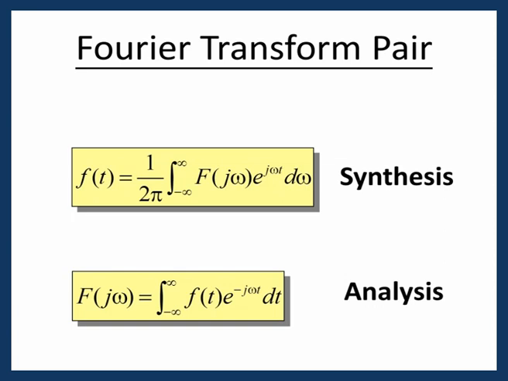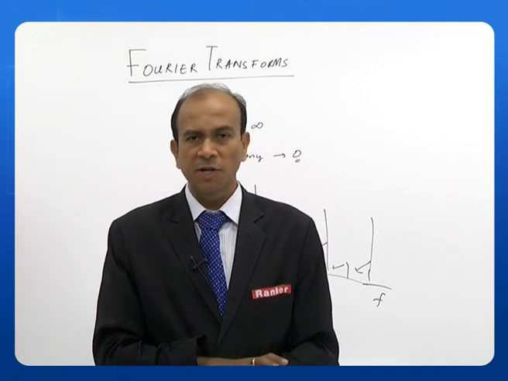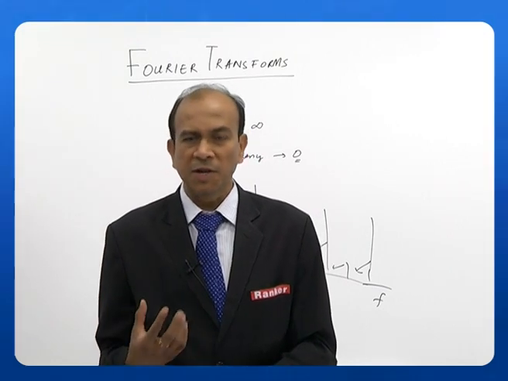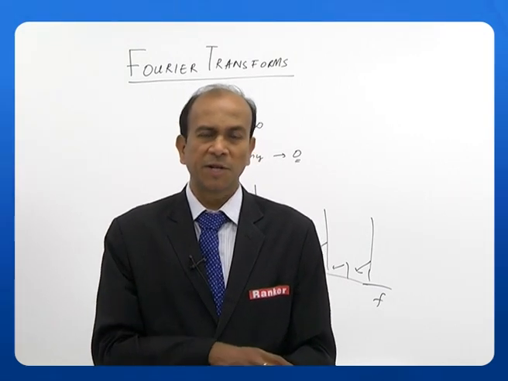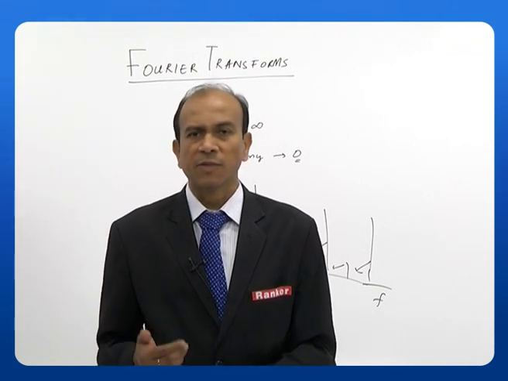It is called the Fourier transform pair. Why is it called a transform pair? Because given a frequency domain representation, I am able to get a time domain representation, that is called synthesis. Given a time domain representation, I am able to get a frequency domain representation, that is called analysis. So, these two form what is called a Fourier transform pair.